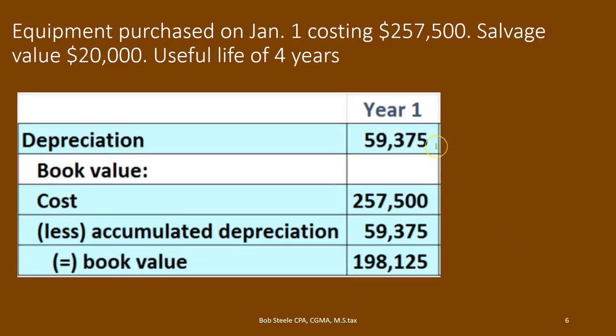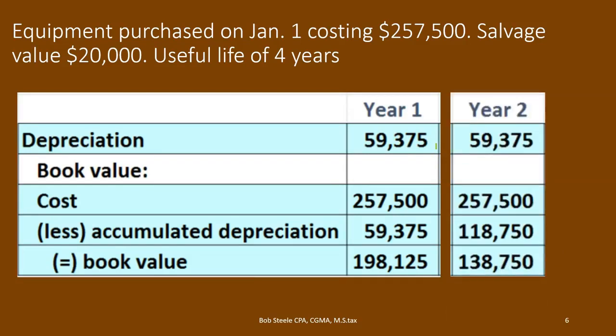If we look at equipment purchased in the year 2, so now we're going to say year 2, this is the table that we already had from the prior year in year 1. Then we're going to say the same calculation. We don't need to recalculate it. We know that depreciation is the same for each year, each of the 4 years. Therefore, we're going to say depreciation is once again 59,375. The cost is the same. The cost does not change. That's what we paid for it.